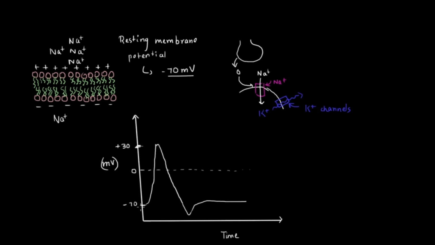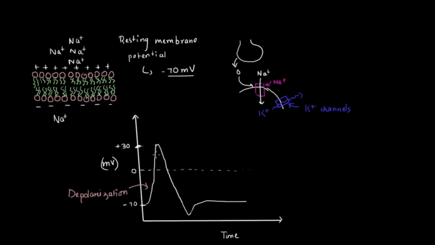So first, let's go again. The -70 is the resting membrane potential, and as the sodium ions move inside the cell, the -70 resting membrane potential starts to go towards the positive, and we call this phase the depolarization phase.